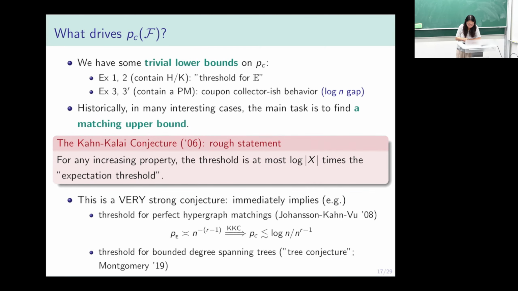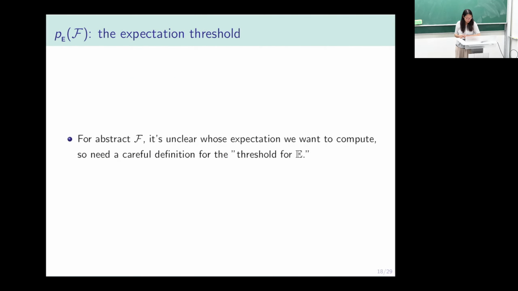Okay. And let me move on to the next part. Let me give you the rigorous definition of the expectation threshold. So far we've considered some concrete examples of the increasing property, and there it was very easy to see whose expectation we want to compute because we see who they are. But for an abstract F, it's unclear whose expectation we want to compute because our increasing property can be anything. So it's not clear what the minimal elements of F are. So we need a careful definition for the expectation threshold.